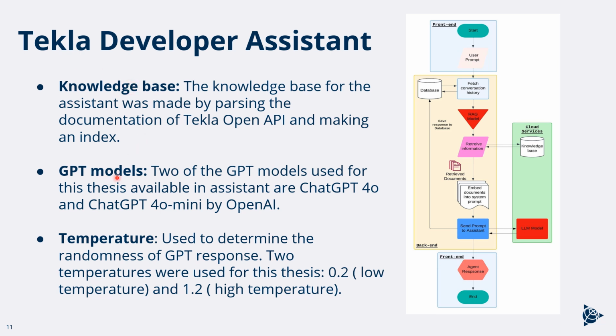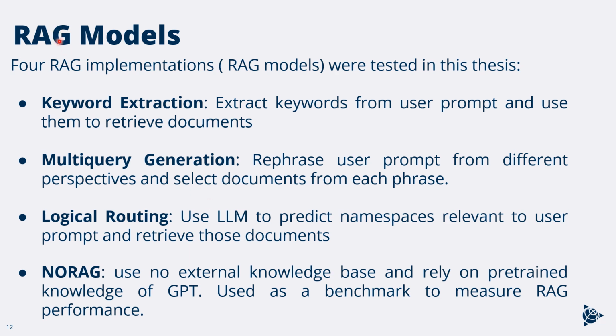Throughout this thesis, we've used two GPT models, GPT 4.0 and 4.0 mini, both owned by OpenAI. We also change the temperature. The temperature determines how random the GPT response will be. Lower temperatures mean low randomness, high temperature means high randomness. For our thesis, we have used two temperatures for this experiment. So these are then the actual RAG models we've utilized.